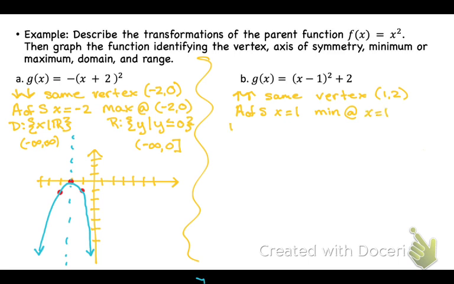Okay. Domain, what is the domain on every single quadratic unless I put it into an application problem? Yeah, it's all real numbers. Unless I put it into an application problem, every single quadratic is all real numbers. That's the double-struck R, or negative infinity to positive infinity.